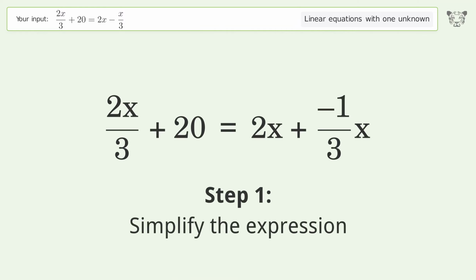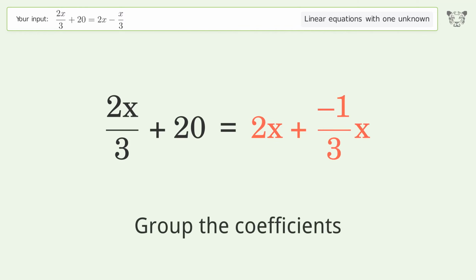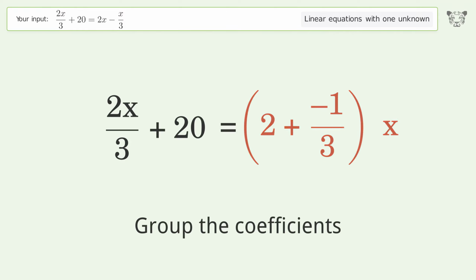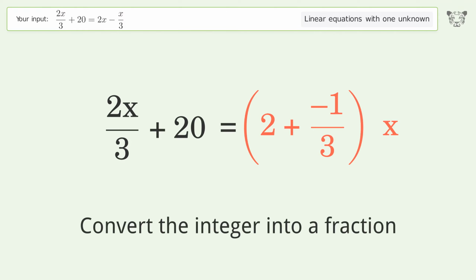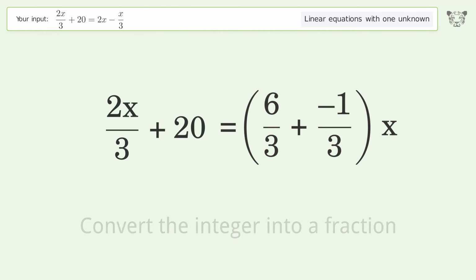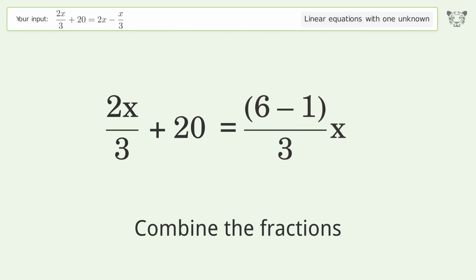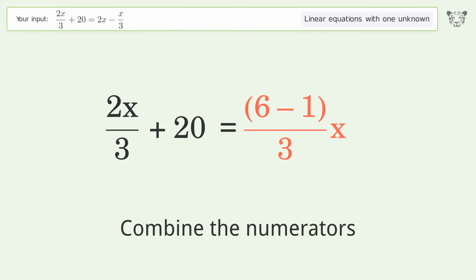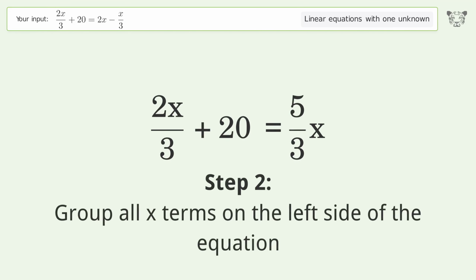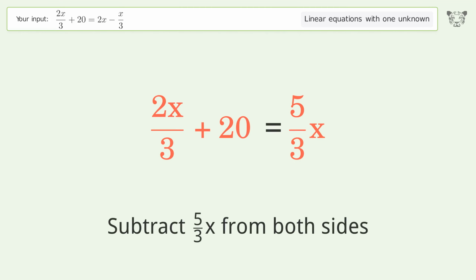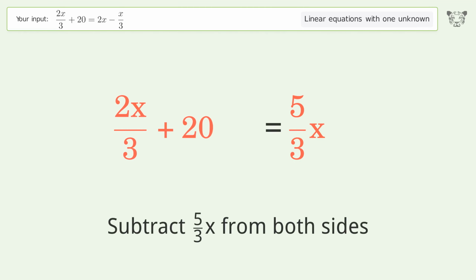Simplify the expression. Group the coefficients. Convert the integer into a fraction. Combine the fractions. Combine the numerators. Group all x terms on the left side of the equation. Subtract 5 over 3x from both sides.